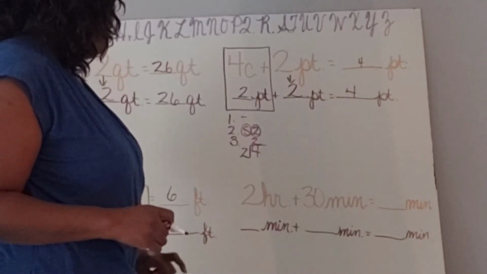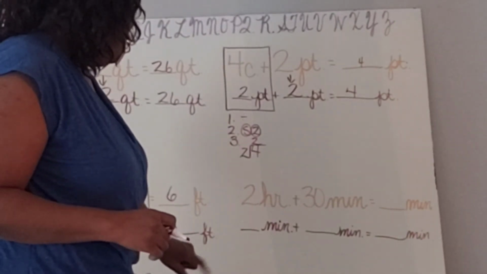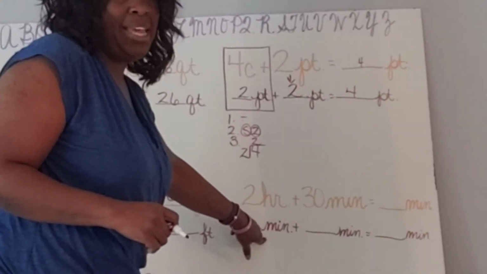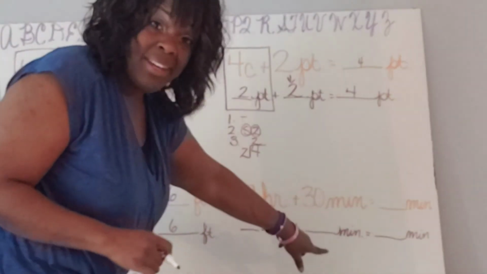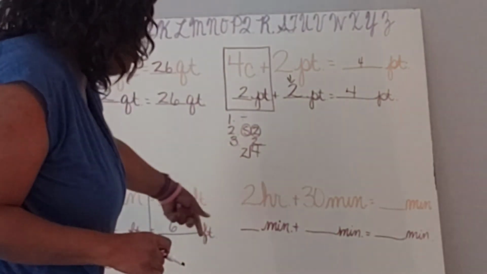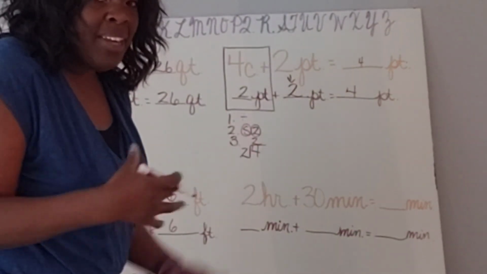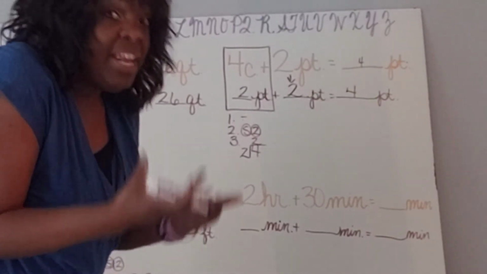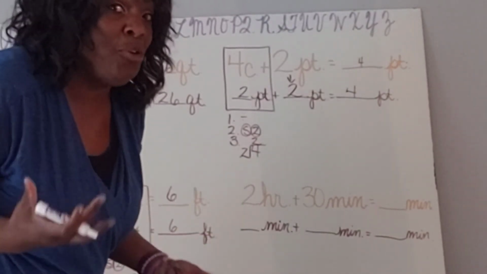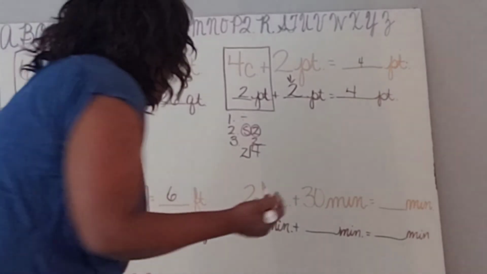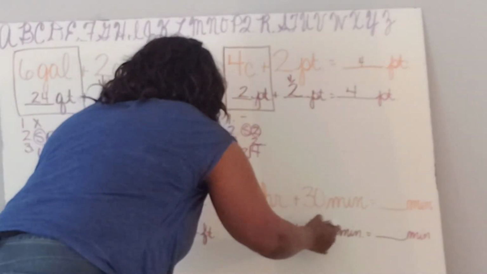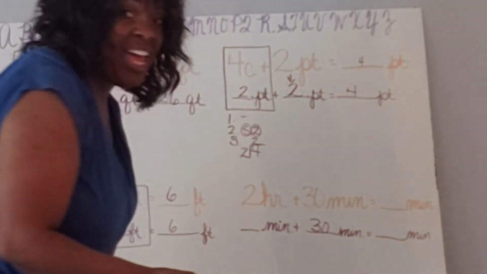Then I find the 2 measures that are the same. Hours and minutes, does that sound the same? No. Minutes and minutes, does that sound the same? Well, of course. So if 30 minutes is equal to some minutes, how many minutes would 30 minutes be equal to? Yes, it'd still be equal to 30, because 30 minutes is 30 minutes, okay?